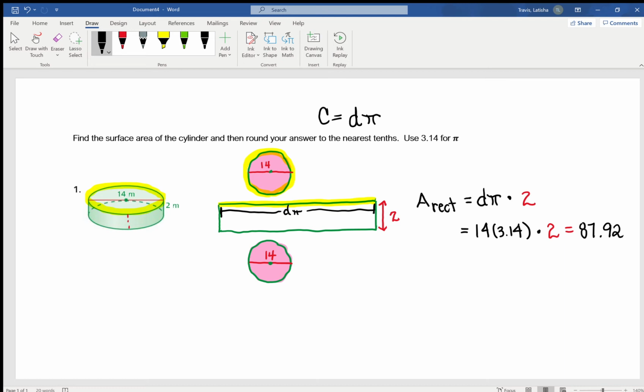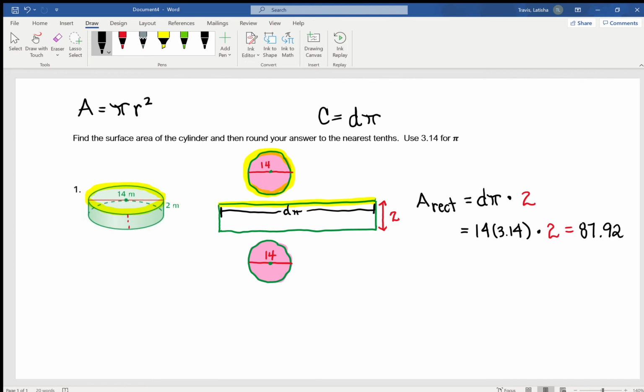Next, we need to find the areas of the two circles, top and bottom circle. In this situation, they give us the diameter. The diameter is 14. The area formula for a circle is equal to pi r squared, r being the radius. So we need to first find the radius of the circle, and then from there we can find its area. The radius is always half the diameter. So if the diameter is 14, the radius is half of that.